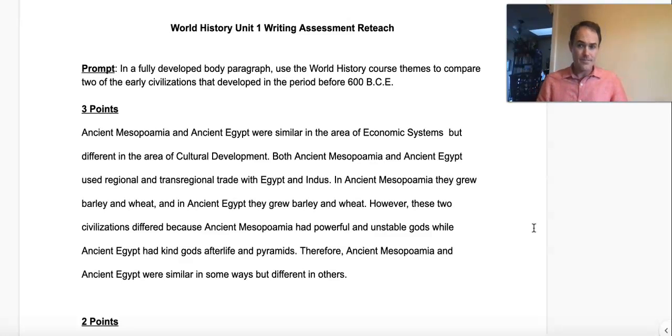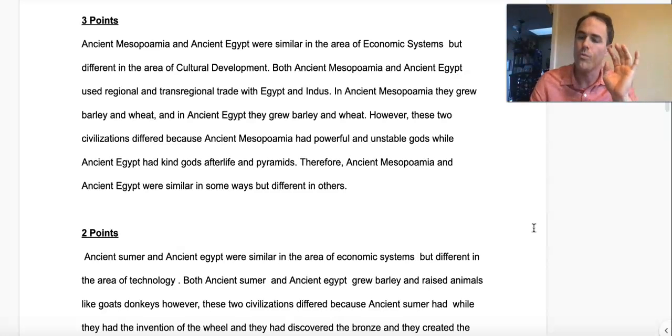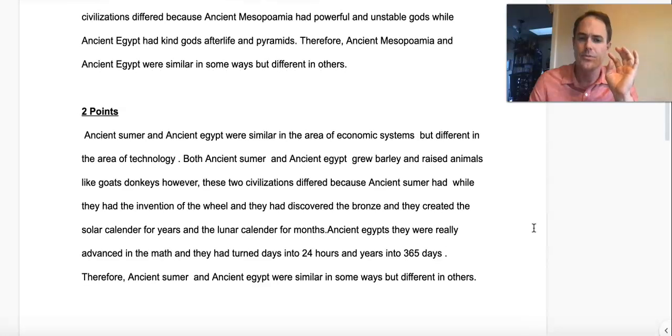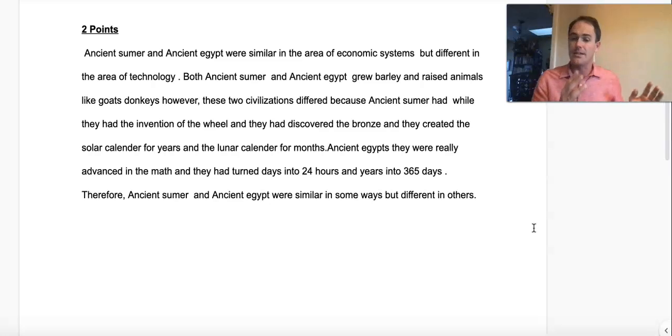All right, let's look at an essay that got 2 points, and let's see where they missed the point. So, ancient Sumer and ancient Egypt were similar in the area of economic systems. Okay, so again, like the previous one, 2 categories: Sumer, Egypt, theme, economic system, but different in the area of technology. It's a great start. Excellent topic sentence. Both ancient Sumer and ancient Egypt grew barley and raised animals like goats, donkeys. Factual, specific, yes.